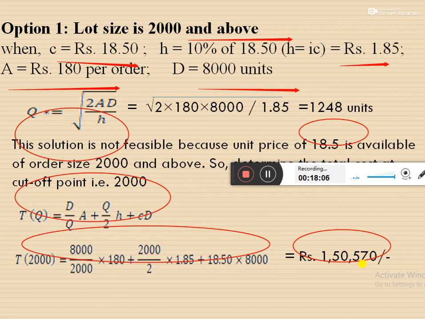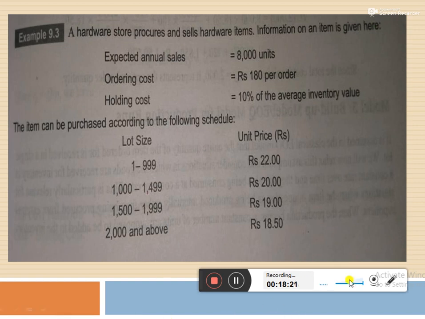So in this particular situation, if you consider the smaller order size, the total cost is going to increase. So on the basis of our calculations or economic order quantity model with price breaks, we can say that the optimal solution in this situation is 2000 and above. So the order quantity should be equal to 2000 and above to minimize the total cost of the inventory.